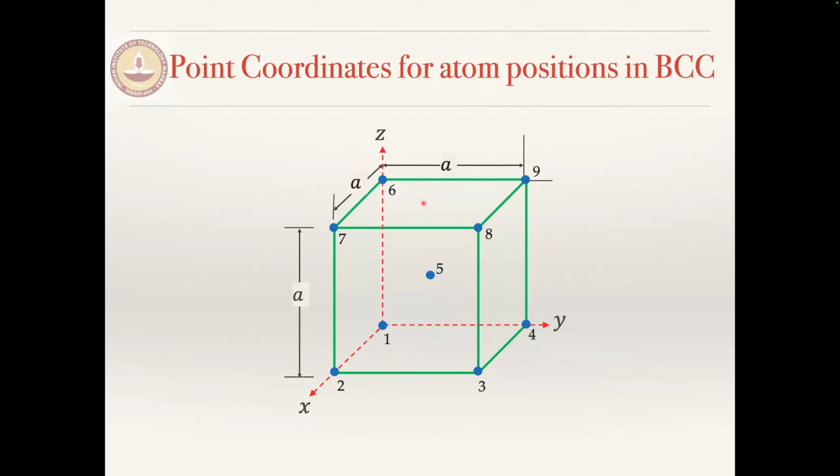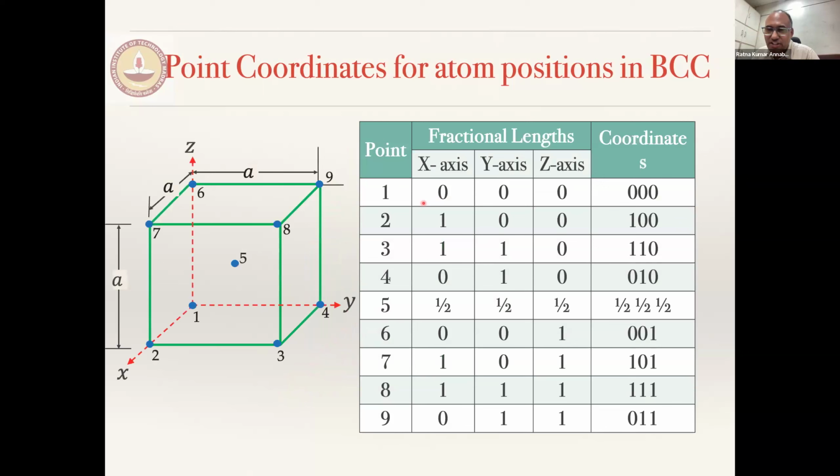1 by 2, 1 by 2, 1 by 2. Very good. We have done that just a while ago. So we know how to identify crystallographic points. Once you have these fractional values, you just have to write them side by side. That is as simple as representing a crystallographic point.